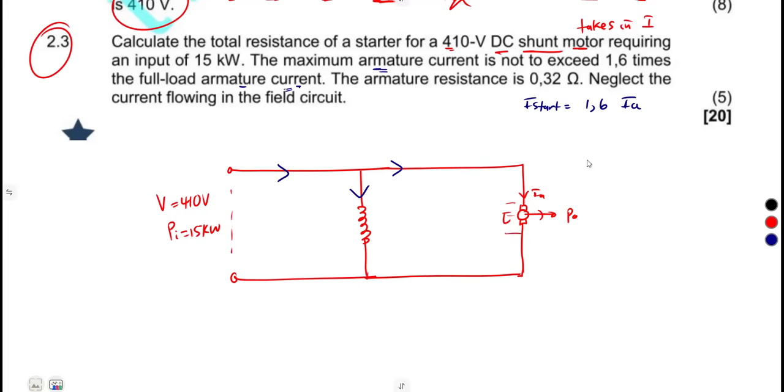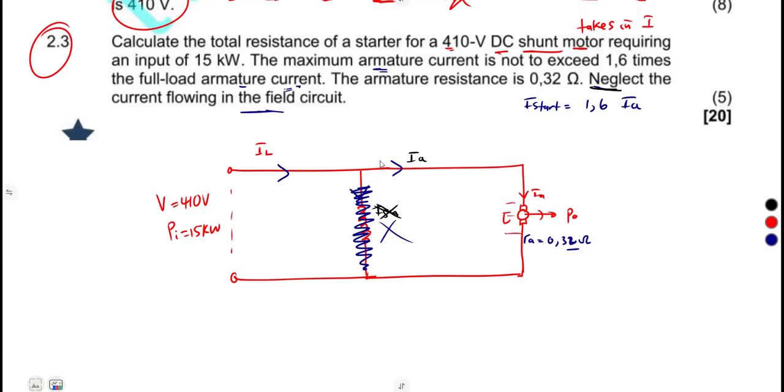And the armature resistance, given that our armature resistance is what? 0,32 ohms. Neglect the current flowing through the field. So you take the field into neglect, like there is no current flowing through the field. So if it is like that, it follows that the load current will be equal to the armature current. So you see, guys, how you answer the question. In this question, they said neglect that current flowing through the field circuit here. So the shunt is not taken into consideration.